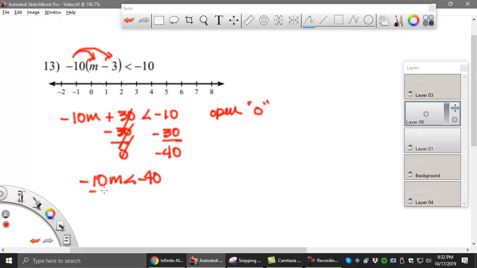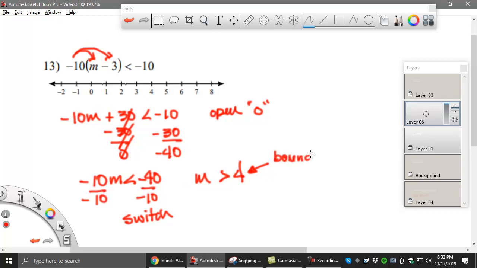Now I want to have a positive m. I will divide each side by that -10, and just like we talked about before, because I divide by that -10 on both sides, that inequality is going to become greater than, because I have to switch it. So m will be greater than 4, and so 4 will be my boundary point.